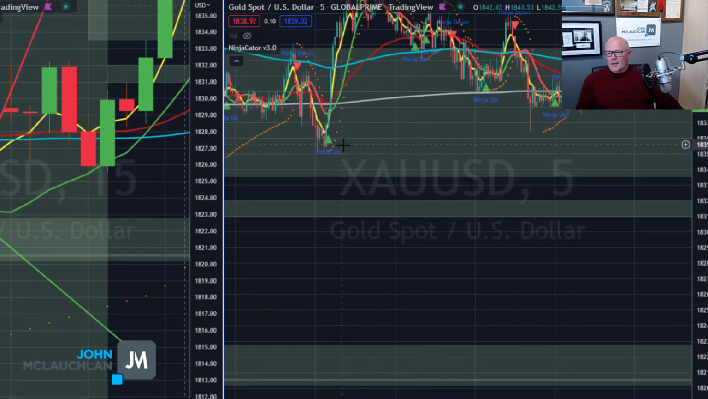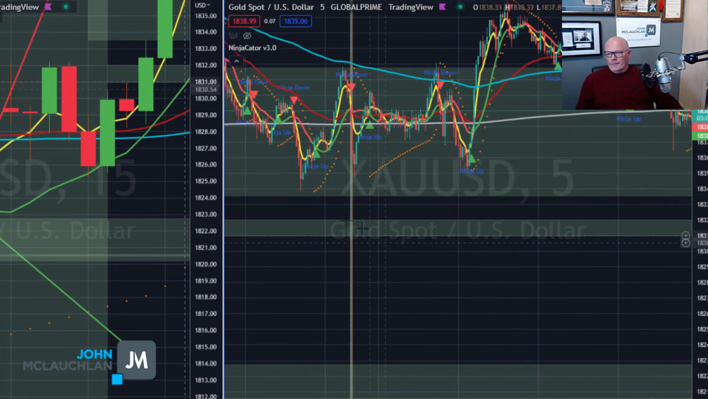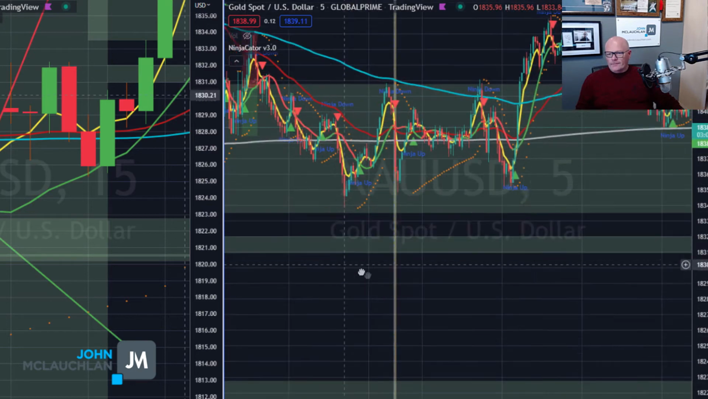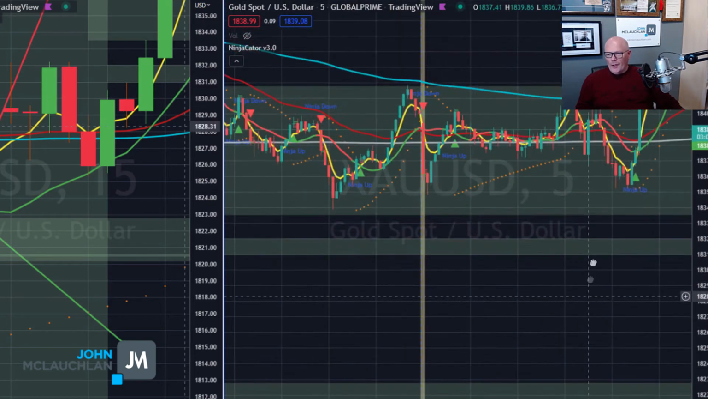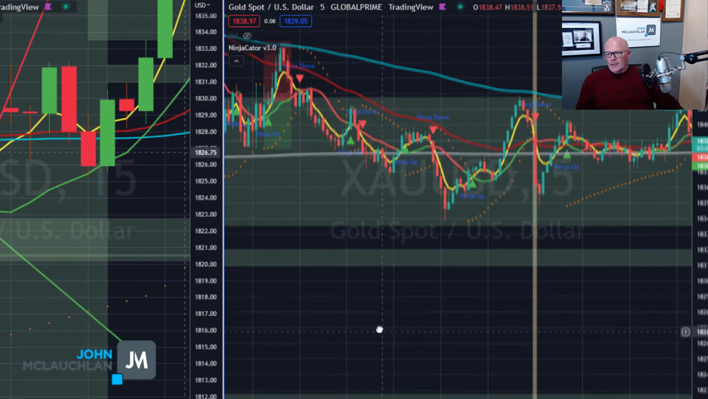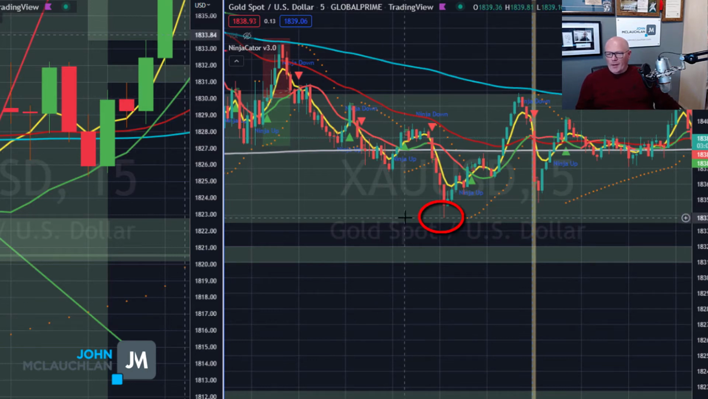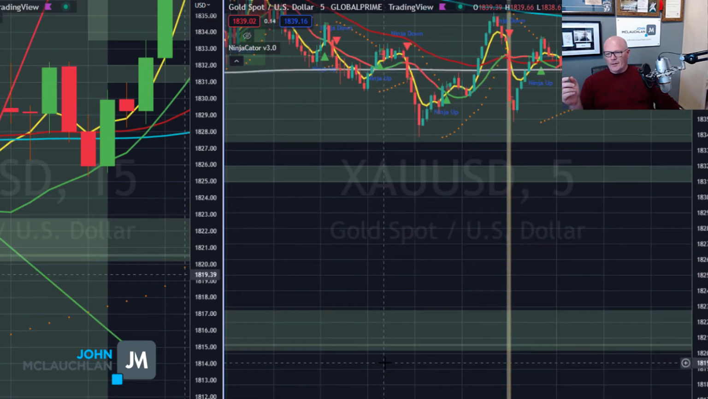So we've got this imbalance that we looked at. You see how it just wicked down, but didn't quite take all that imbalance out. And I said on Friday that the markets before the weekend may want to take out this imbalance and rebalance it before the weekend. And it's still got a tiny bit from that wick down to there, and there's more here, and we've just identified a bit more here as well.